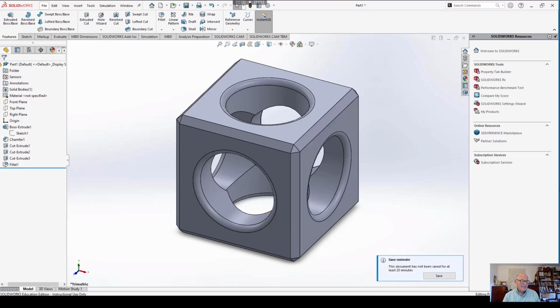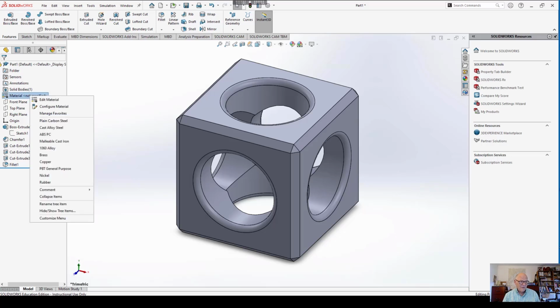Now what I'm going to do is add a material to this. I'm going to say, let's just make this out of something. Right now it has no material specified. I'm going to right click, and I'm going to come down, and there's a partial list of the materials available. So let's just find out what this thing would look like and weigh if it were made out of plain carbon steel. Now it doesn't change the looks very much, but it does make it a little grayish.